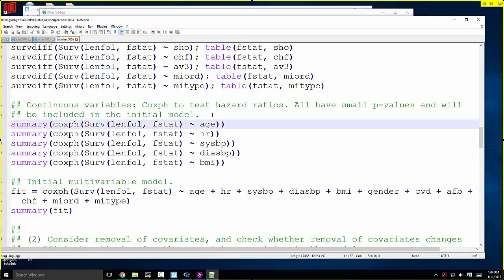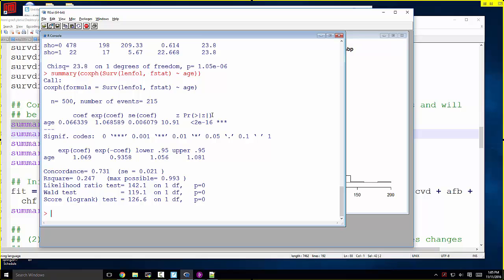Specifically, let's do each variable one at a time in a Cox model. So I wouldn't do surv-diff, because that's for log rank test, comparing survival curves by categories. I don't have categories now, I have a continuous covariate. So what we could do is Cox proportional hazards model relating survival time to each individually. And then we can look at the results of that model to ask, does this look like a substantial explanatory variable?